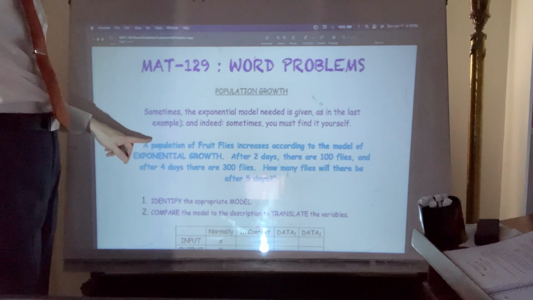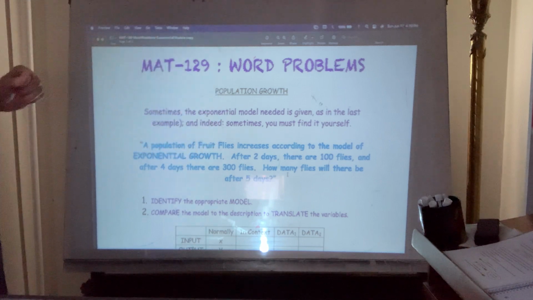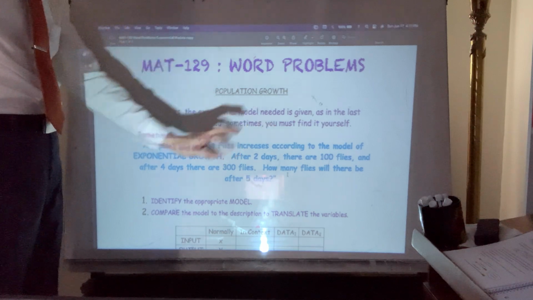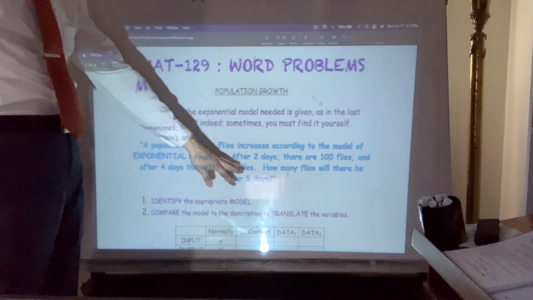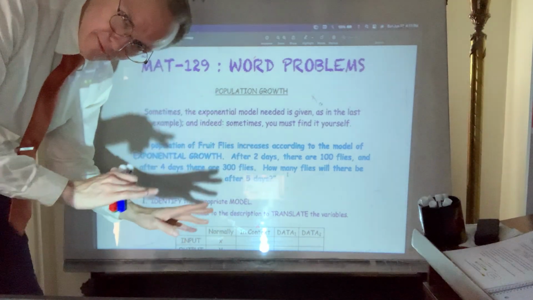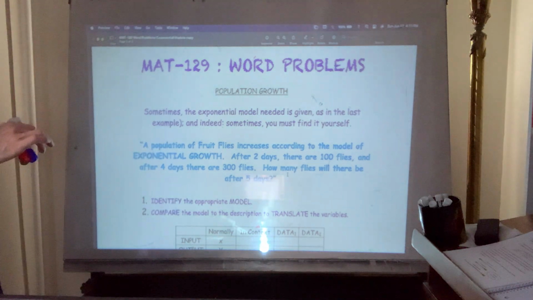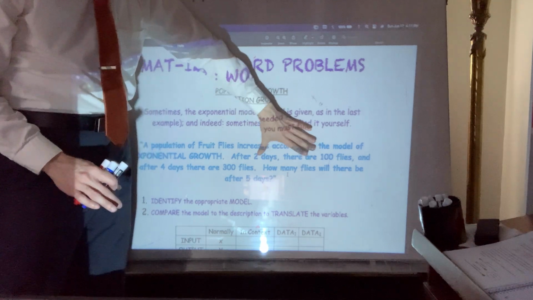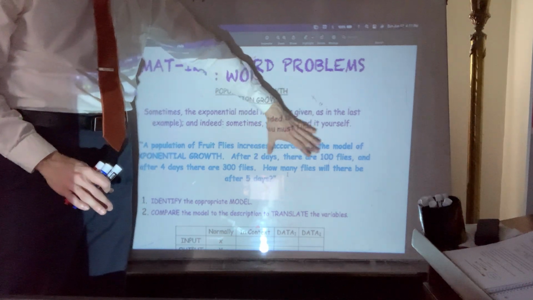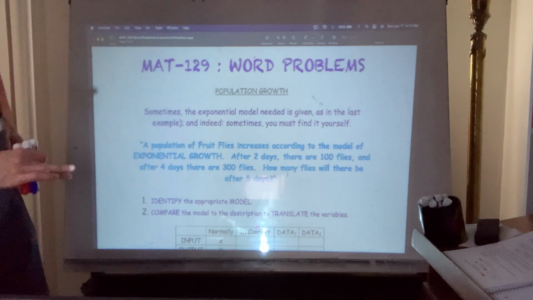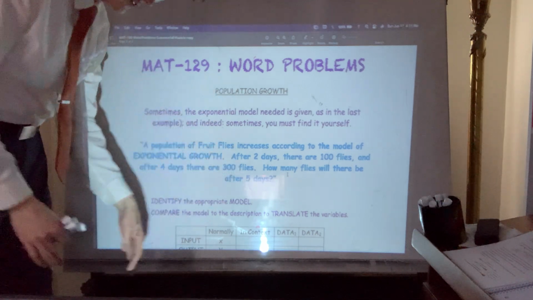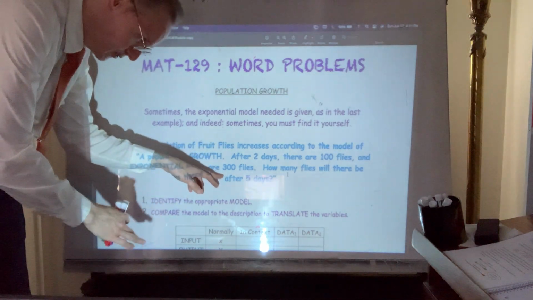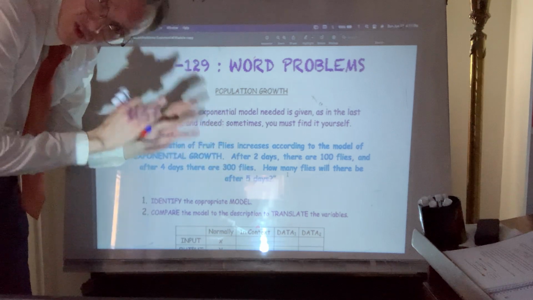A population of fruit flies increases according to the model of exponential growth. After 2 days, there are 100 flies, and after 4 days, there are 300 flies. It's non-linear sort of behavior between x and y, it would seem, because if it was linear, it would probably be a little bit closer in terms of the magnitudes of the numbers. Certainly not 2 to 100 and 4 to 300. How many flies will there be after 5 days? That's ultimately what you're going to answer, but you need to adapt the model first.